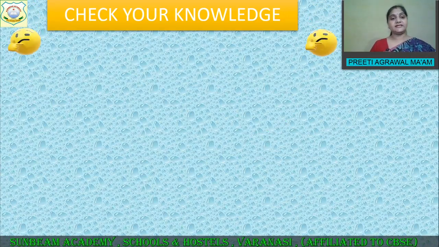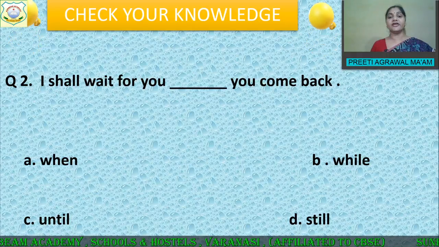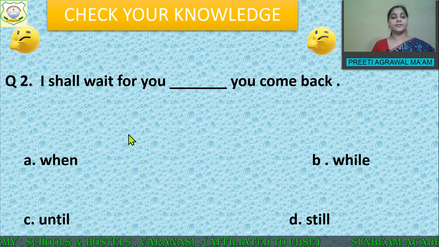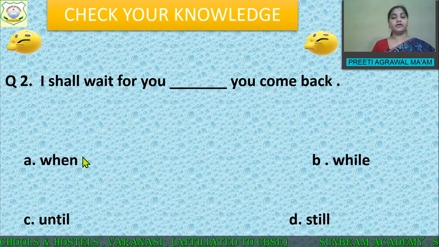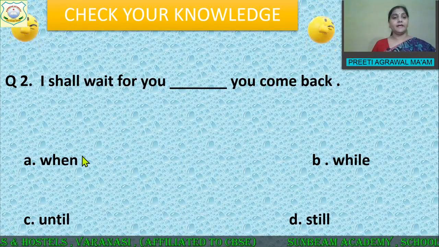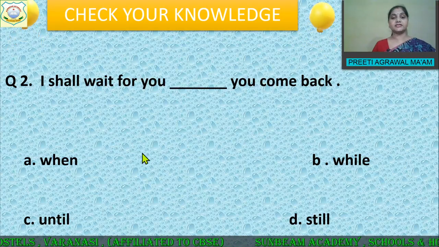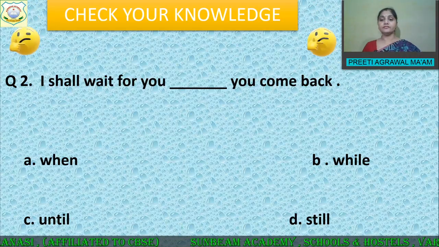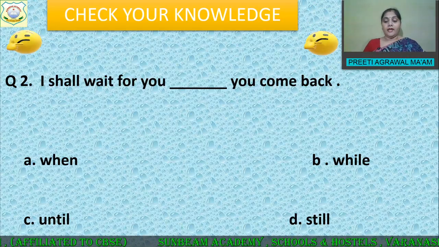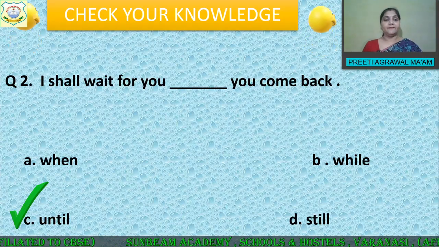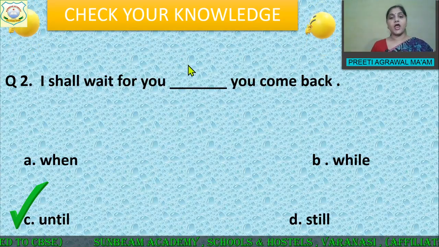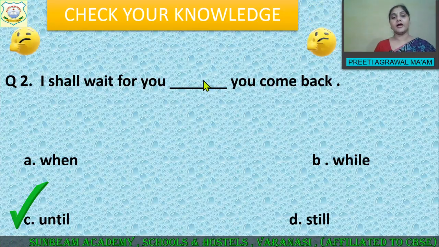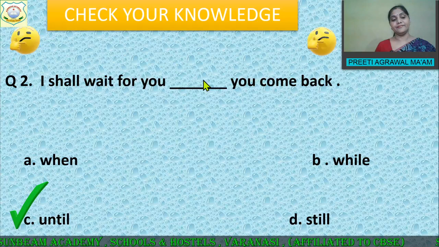Okay, let's test another question. "I shall wait for you." You have to fill in the answer here, "you come back." Again, I have given you 4 options. Check yourself. Which one will be the answer? Okay, "until." I shall wait for you until you come back. Until will be your answer here. Clear?